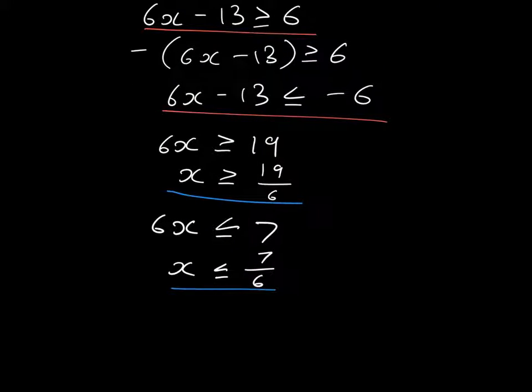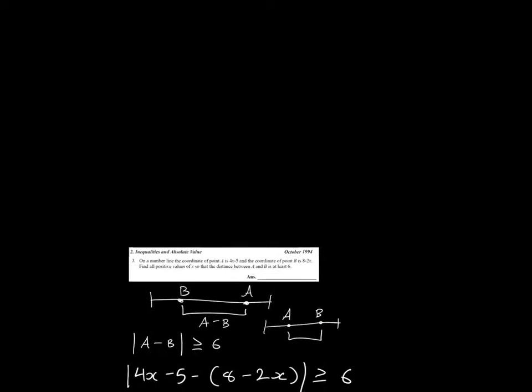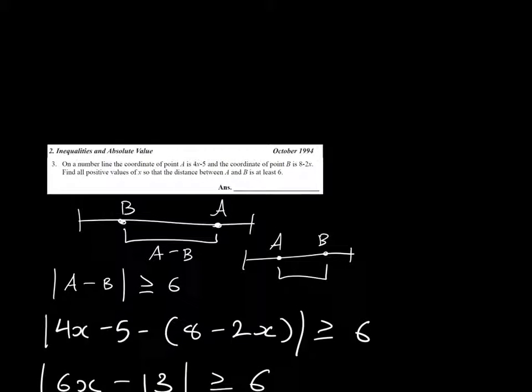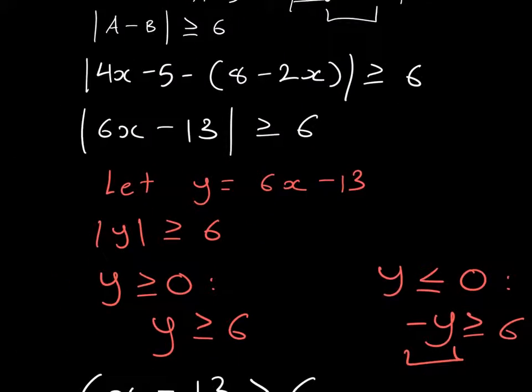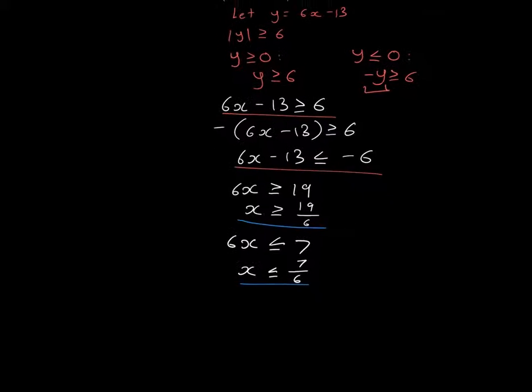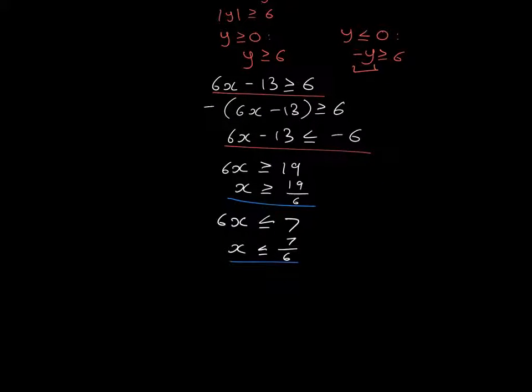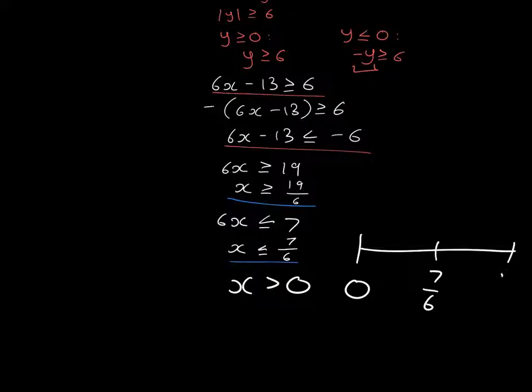So those so far are what we have, and you'd think that this would be our final answer, but if you look at the initial question, it tells us to find all positive values of x such that that is true. So another criteria is that x has to be greater than 0. So one step that's nice to take here is plotting all our values of x so far. So this will be 0 on the number line, this will be 7/6, and this will be 19 over 6.